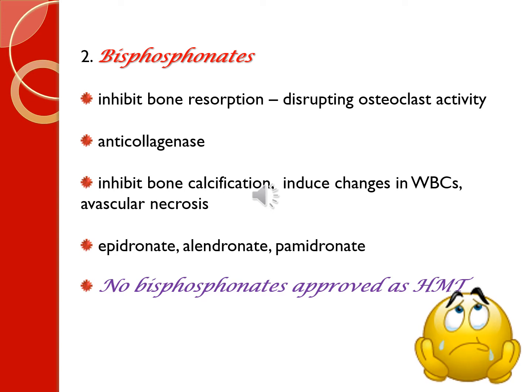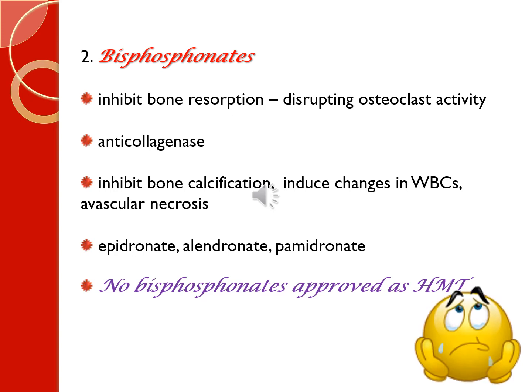The next agents which were used were the bisphosphonates. Does it strike somewhere where exactly it was used? It was mainly used in the treatment of osteoporosis, because bisphosphonates were said to inhibit bone resorption by disrupting osteoclast activity and had some amount of anticollagenase activity as well.